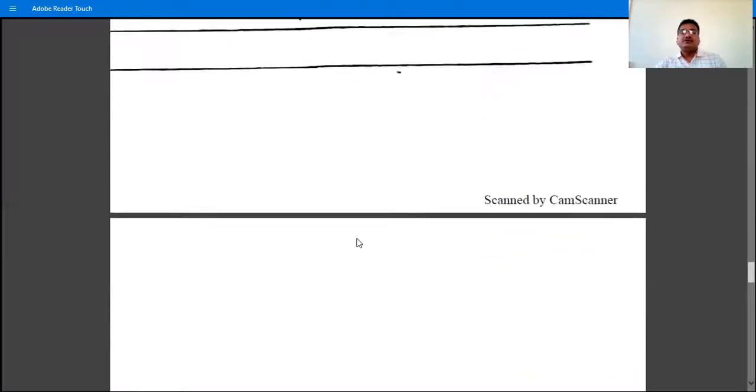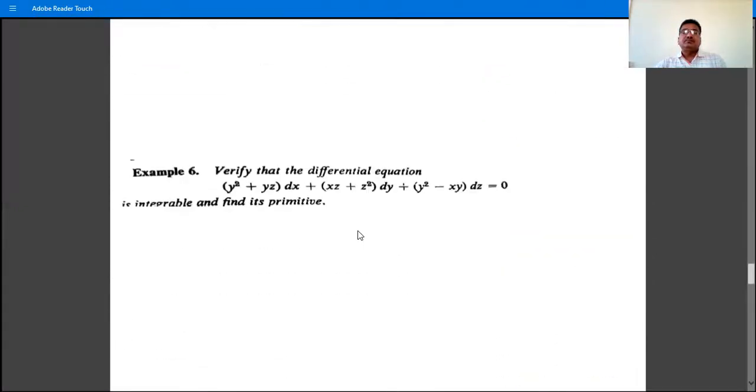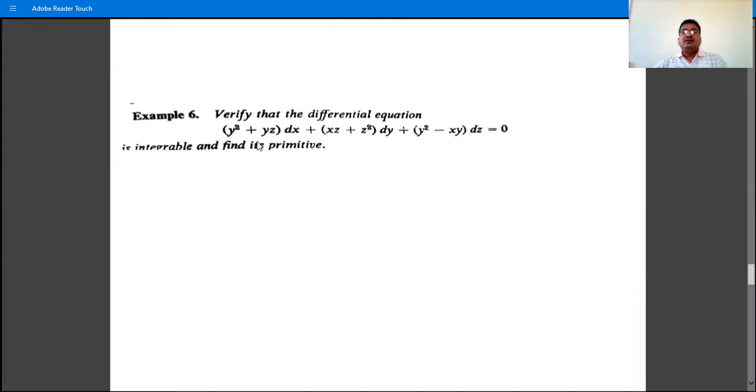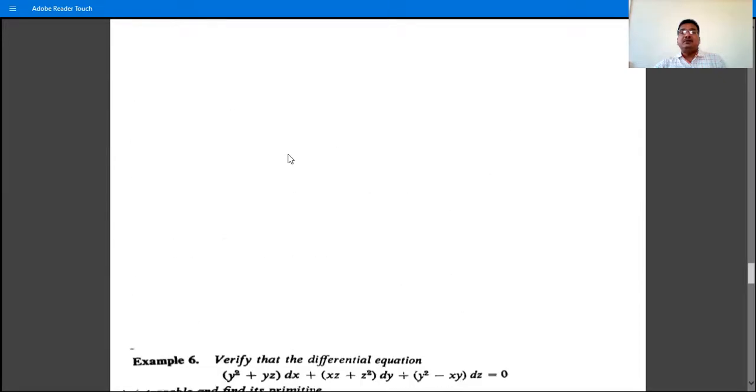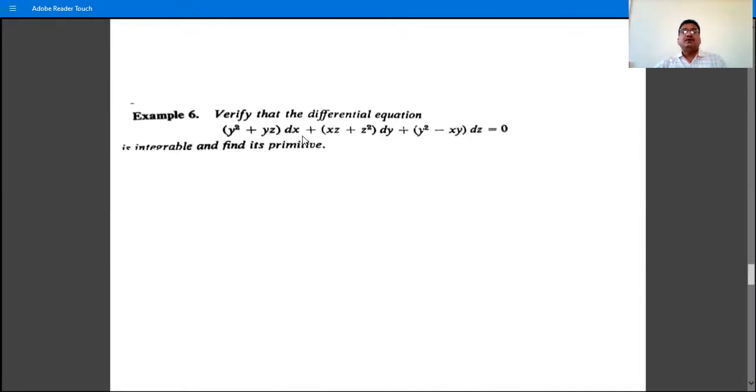Okay. So these are problems for homework, for assignment. Verify that the differential equation is integrable and find its primitive. Obviously, you identify what method is applicable to this Pfaffian differential equation. We have five methods now to solve the Pfaffian differential equation. The first is: all three variables are separable.